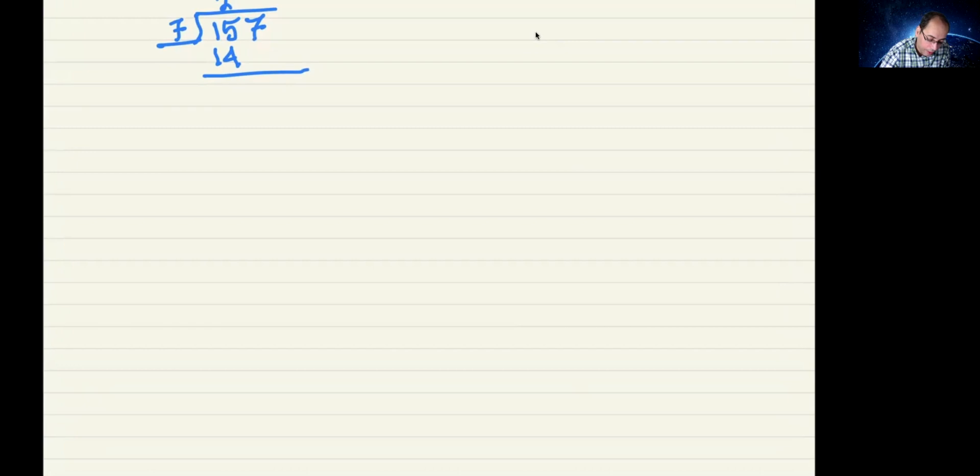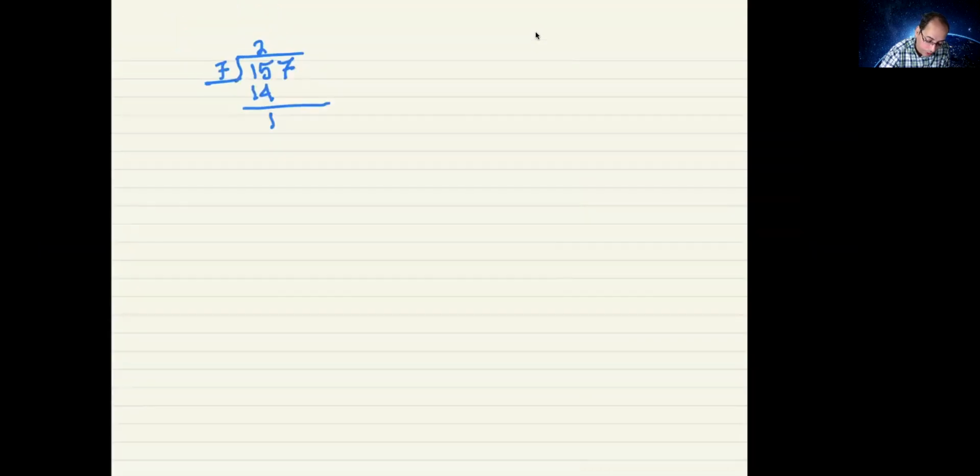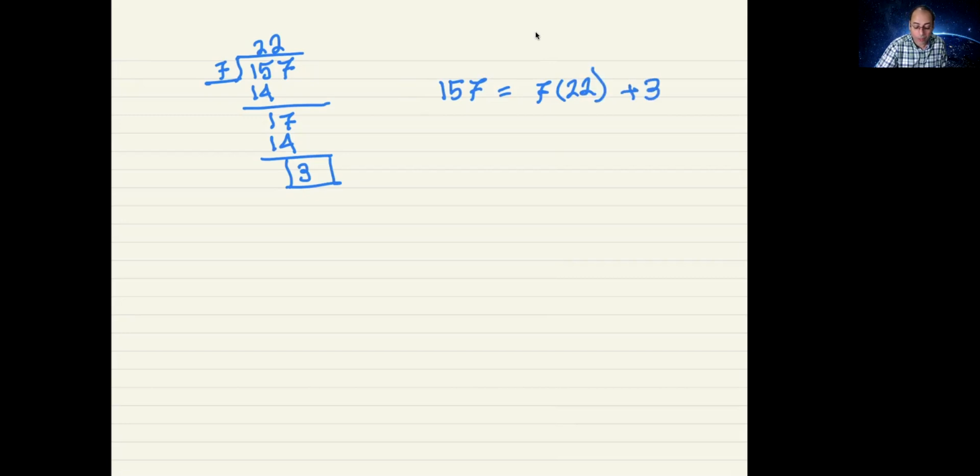And then 1 cannot be divisible by 7, so I bring the 7 down here. So 17 divided by 7 is 2. 2 times 7 is 14 again. And 14 out of 17 is 3. So now, what I got here, that 157 is 7 times 22 plus 3. So now I'm going to call this the factor, 7 is the factor, and the 3 is the remainder.